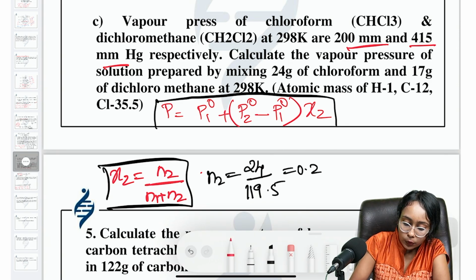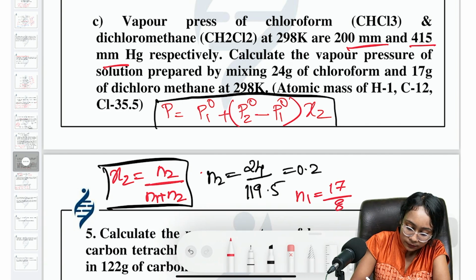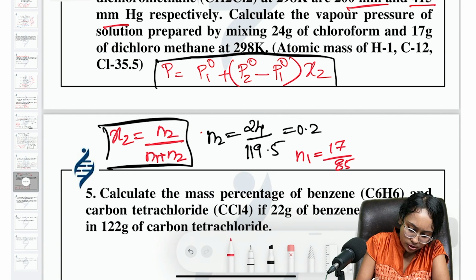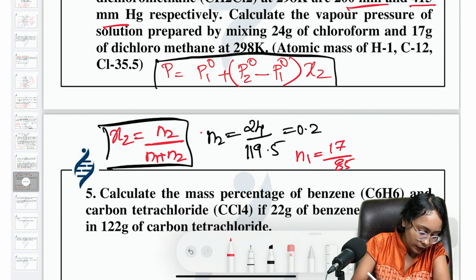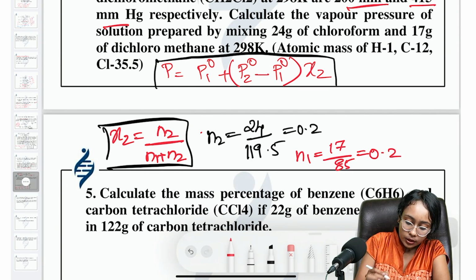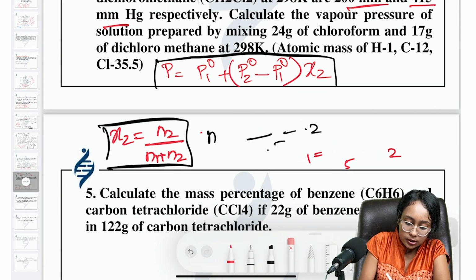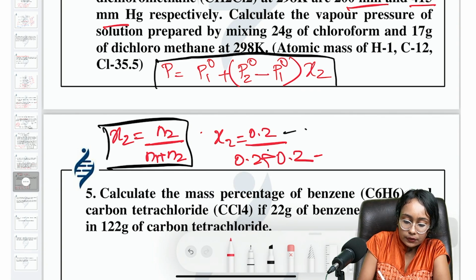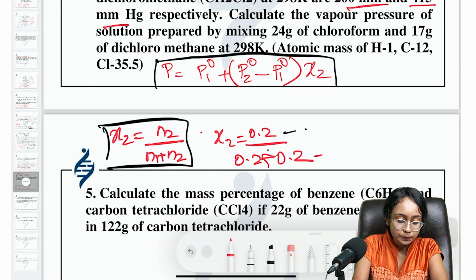Similarly, for N1, given mass is 17 divided by 85. Dichloromethane, CH2Cl2, right? Number of moles is 0.2. So what do you have to do? 0.2 and 0.2, right? So substitute these in the equation of Chi2. You'll get Chi2 equal to 0.2 divided by 0.2 plus 0.2. Find the answer for this and substitute in the equation for P.